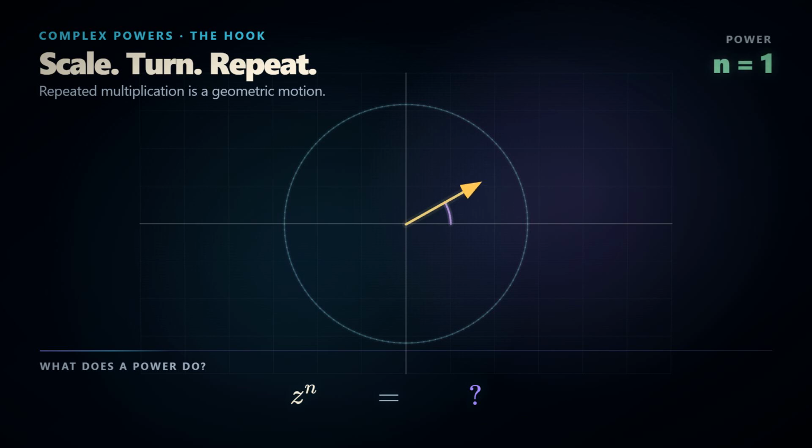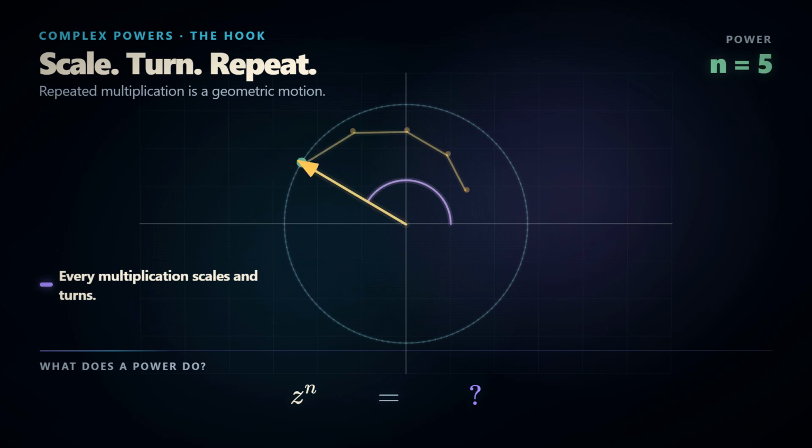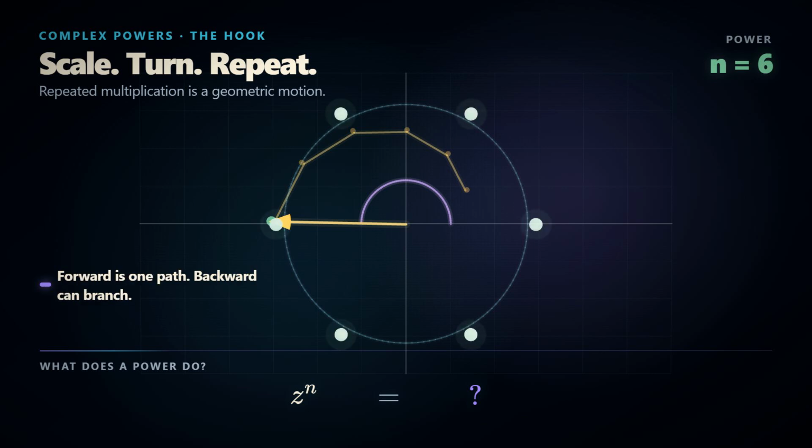Raise a complex number to a power, and something geometric happens. Watch one arrow scale and turn, then do it again and again. A high power can race around the plane before landing somewhere surprisingly simple. Reverse the question, and the landing point may have several equally valid starting arrows. Powers move forward, roots reconstruct every possible way back.